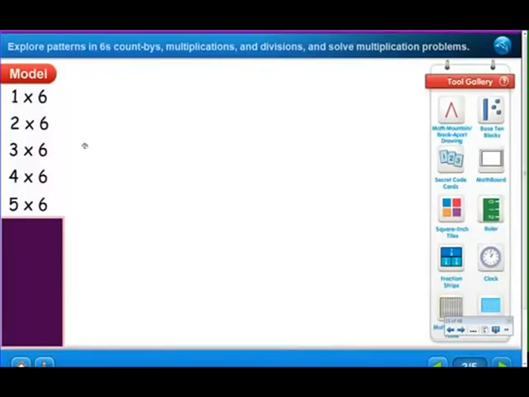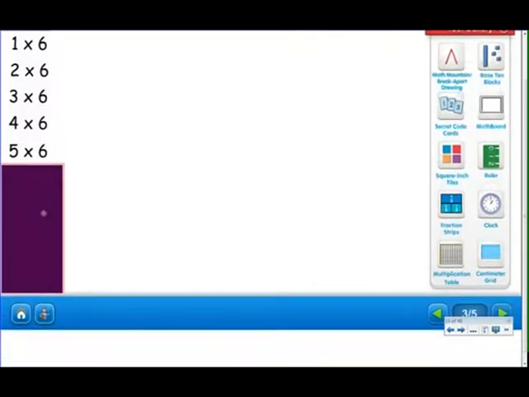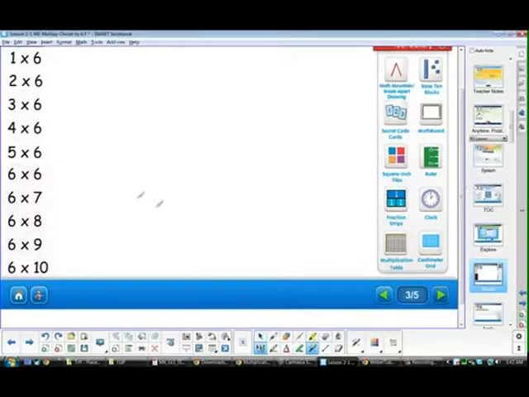Now, we know that 1 times 6 equals 6. 2 times 6 equals 12, 3 times 6 equals 18, 4 times 6 equals 24, and 5 times 6 equals 30. But do we know these? If we just listen to Mr. Fisher, that's 36. 6 times 7 is 42. 6 times 8 equals 48. 6 times 9 is 54. And 6 times 10 is 60. Those are our multiplication tables.